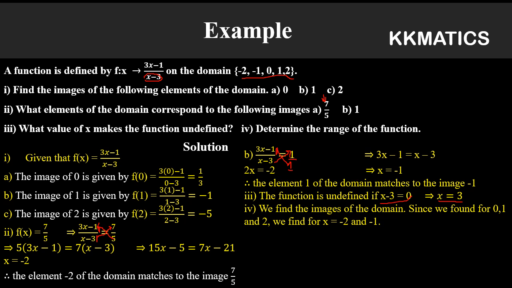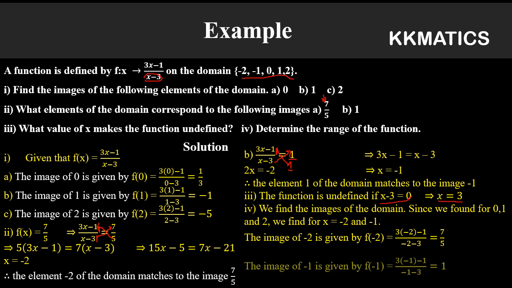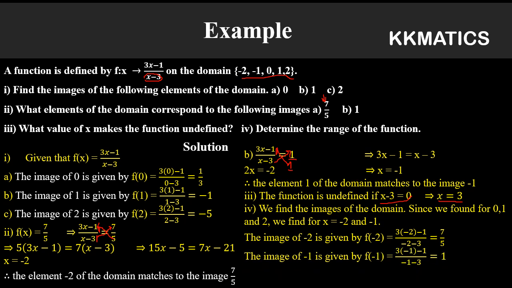Now in finding the range, since we found some of the range of the others, which is the 0, 1, and 2, it's best for us to go ahead and find -1 and -2. So we do the same. So we find that, and by so doing, if you substitute your x value of -2 and -1 into the function, this is what we get, 7 out of 5. And then the next one is 1.